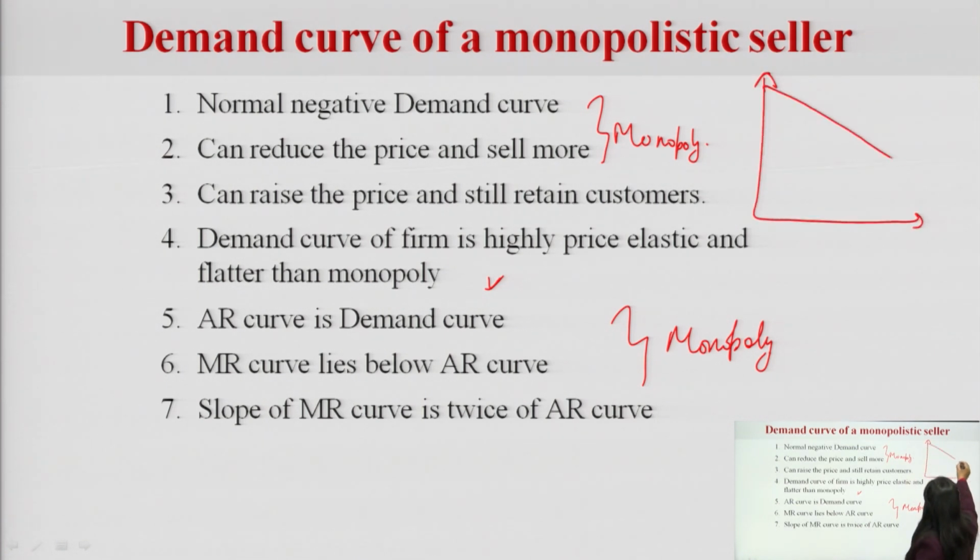So, how would the demand curve be? The demand curve is falling downwards. What would be the AR? It will be close to the demand curve. And what will be the MR? MR would lie below the AR. The slope of MR would be twice that of the AR. This we have discussed in this particular slide. This is the conclusion of this slide.